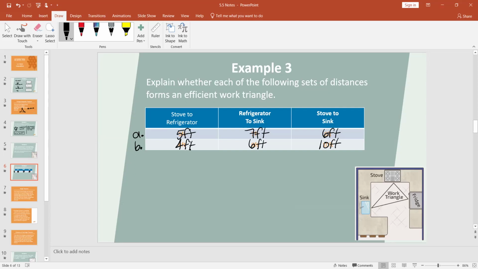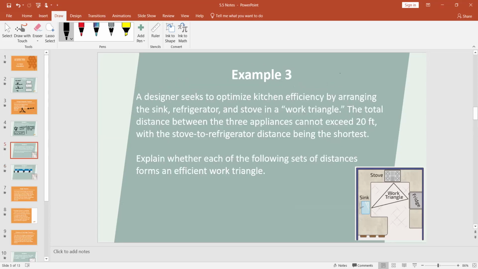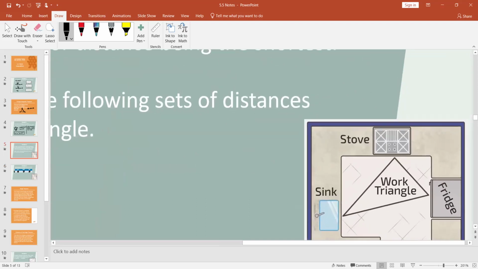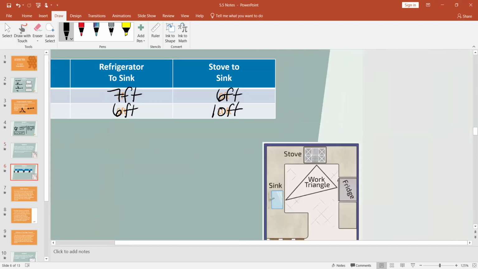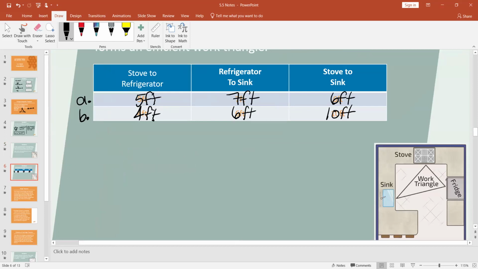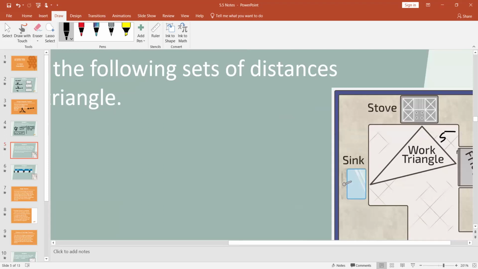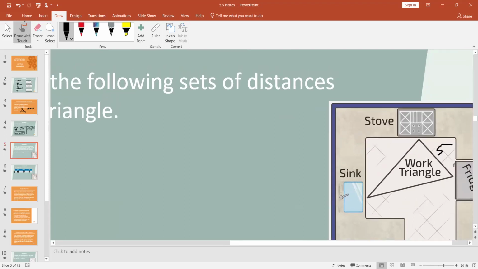So for option A, we have stove to refrigerator is 5. Refrigerator to sink is 7 and stove to sink is 6. So refrigerator to sink, this one is 7. This one is 6. All right, so looking at this, if I can minimize it.